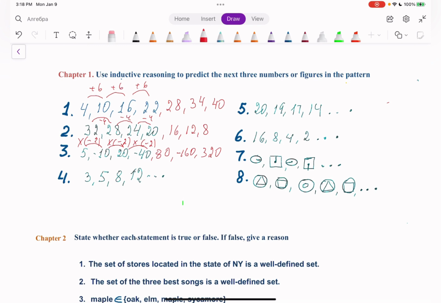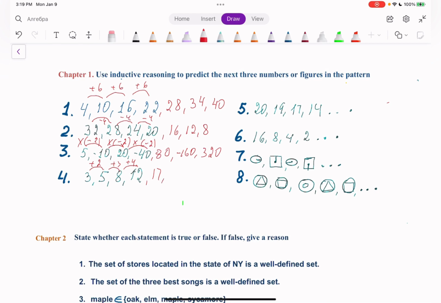3, 5, 8, 12. Question number 4. So let's see. From 3 to 5, I need to add 2, right? From 5 to 8, 3. From 8 to 12, 4. So it's kind of 2, 3, 4, which means next is going to be 5, which is 17.